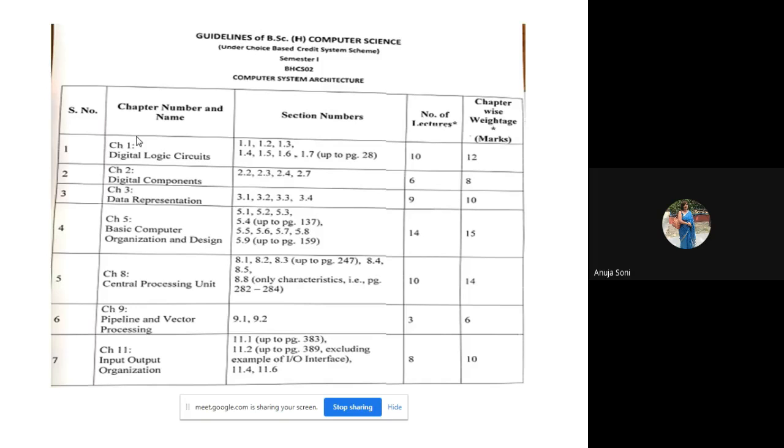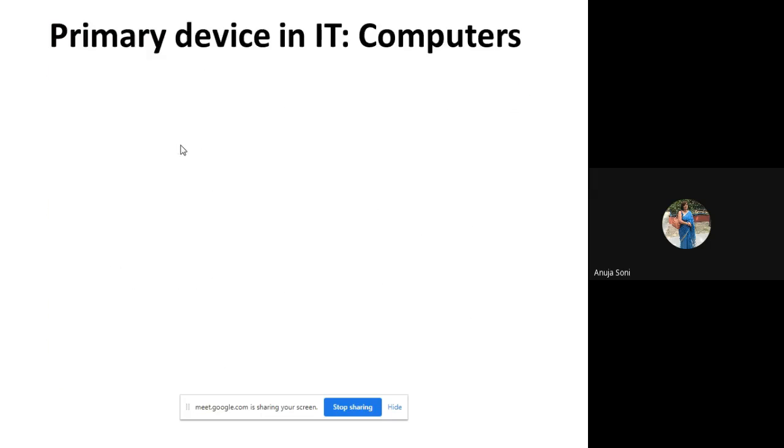You have 7 chapters in your course. In this class, we'll start from the very first chapter, that is digital logic circuits. Prior to that, I would like to begin with the introductory part of computers.